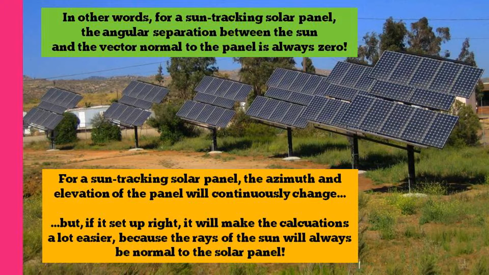So for a sun tracking panel, the angular separation between where the sun is and a vector pointing normal to the panel is always going to be 0. There's going to be some direction in the sky, some combination of elevation and azimuth where you are looking, that is where the sun is, and then there will always be some orientation of the panel, some vector that is normal to the surface of the panel. There'll be some separation between those two, except in the case of these sun tracking panels. For these, you'll want the angular separation always to be 0.